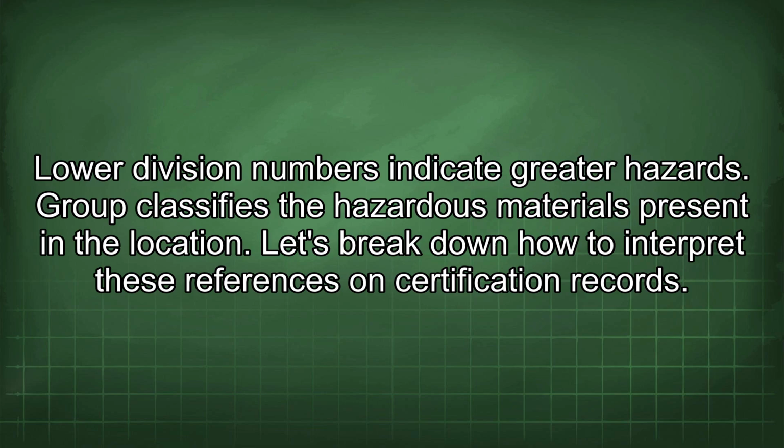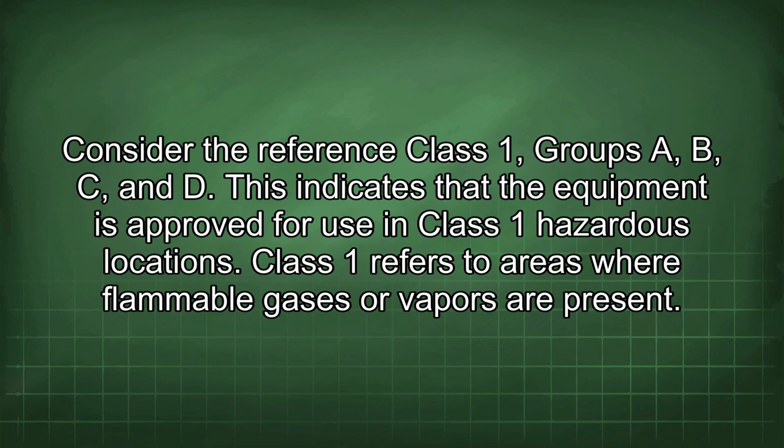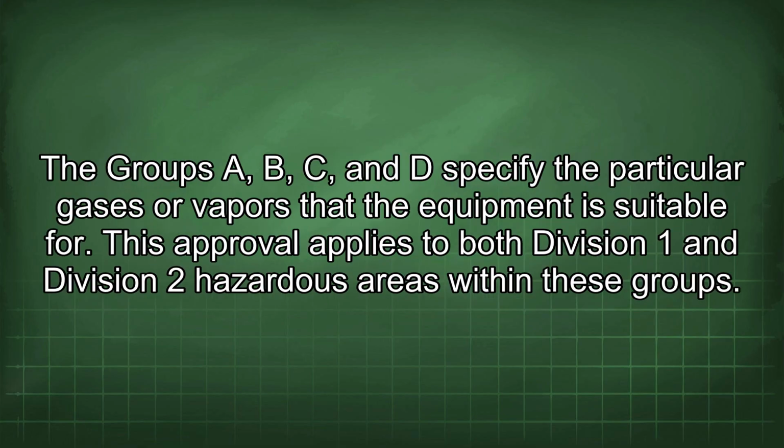Let's break down how to interpret these references on certification records. Consider the reference Class 1, Groups A, B, C, and D. This indicates that the equipment is approved for use in Class 1 hazardous locations. Class 1 refers to areas where flammable gases or vapors are present. The groups A, B, C, and D specify the particular gases or vapors that the equipment is suitable for. This approval applies to both Division 1 and Division 2 hazardous areas within these groups.